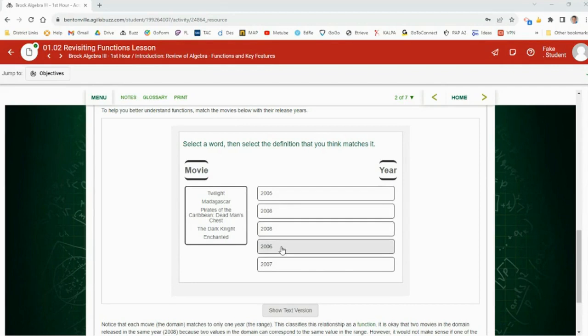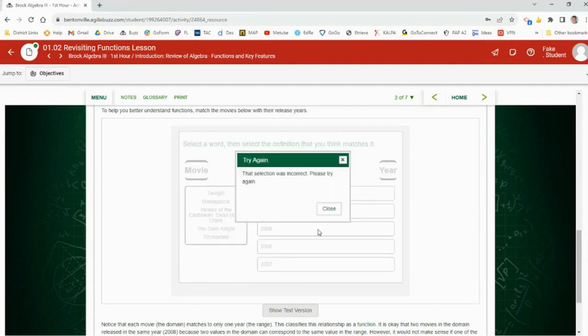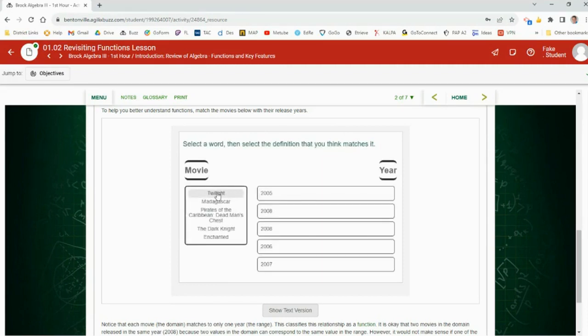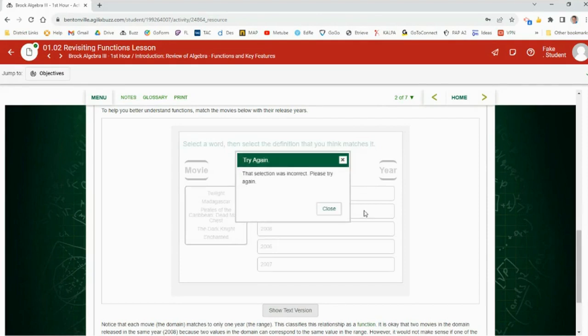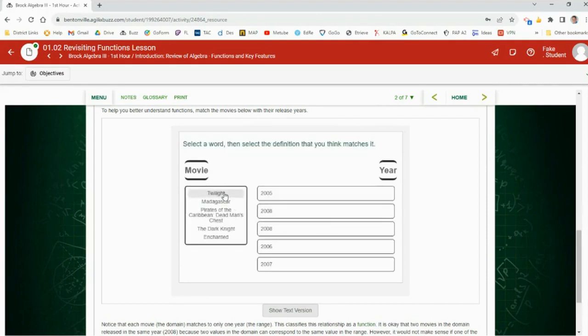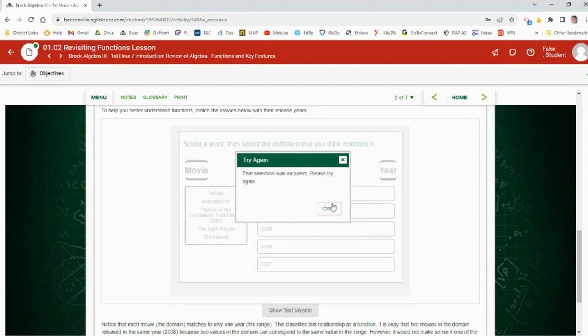All right, 2006. Let's take a guess. Twilight, 2006. Oh, it is not 2006. Let's try another one. Since there's 2 8s, let's try an 8. Nope, it's not 8. We've eliminated that now. It's either got to be 5 or 7. Let's go 7. Oh, it's wrong. The last one, of course. Oh, it says they're all incorrect.